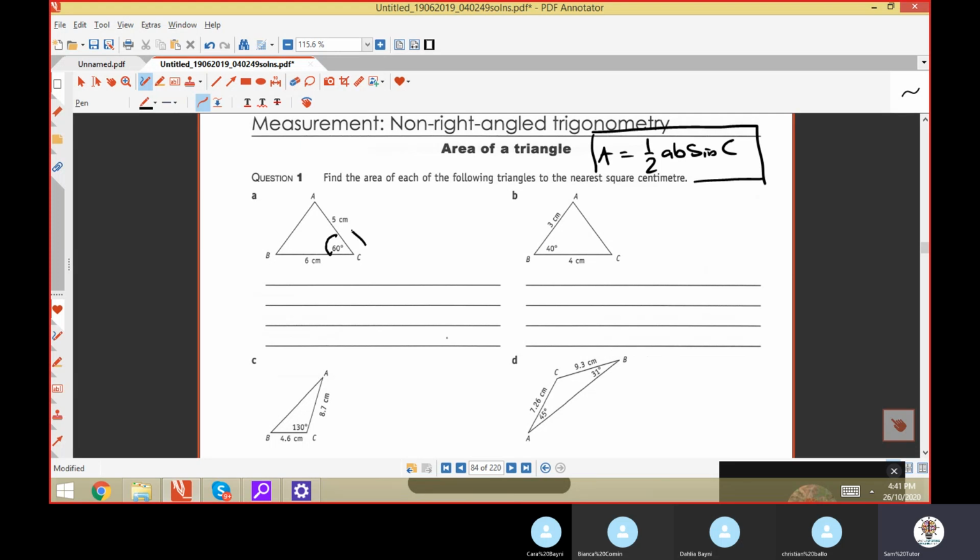Because you're using this angle here, you're looking this way. So area is equal to half times 5 times 6 times sine 60, and that's it. Chuck it all into the calculator and you're done.